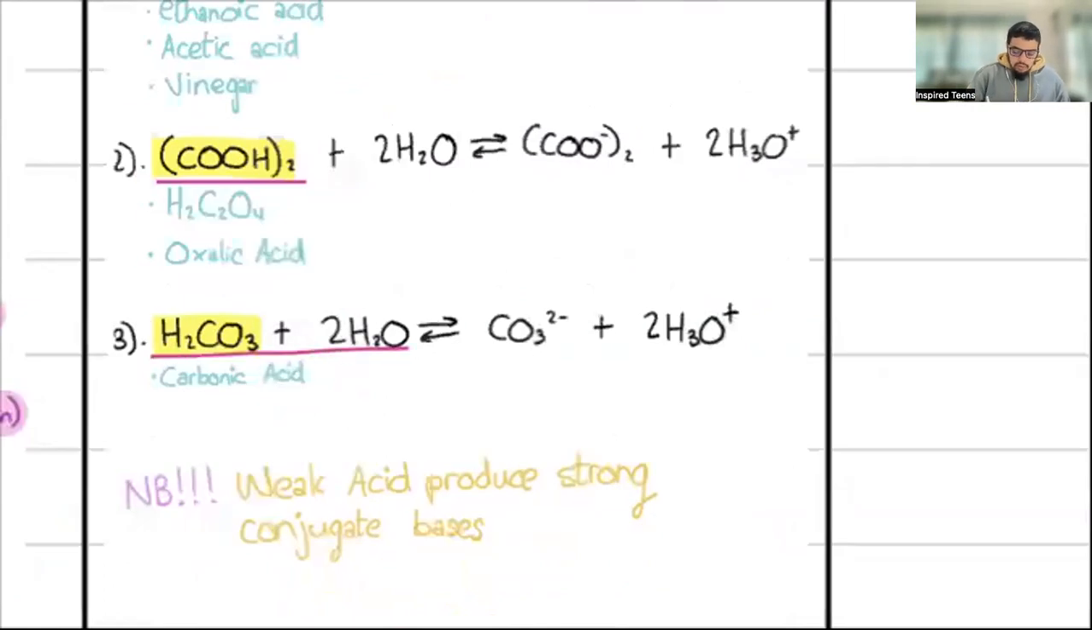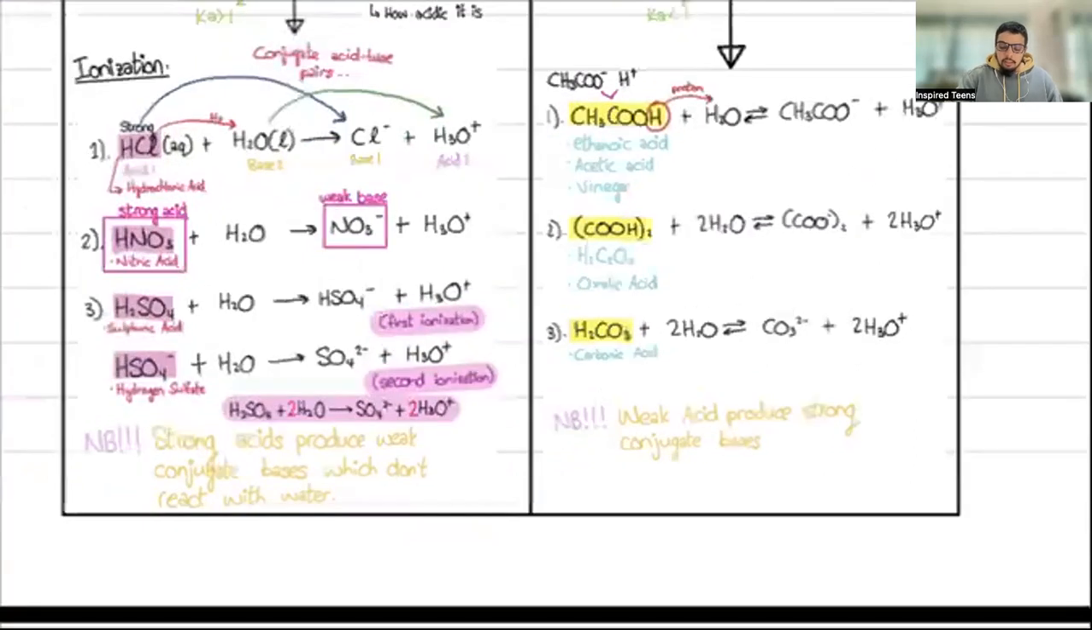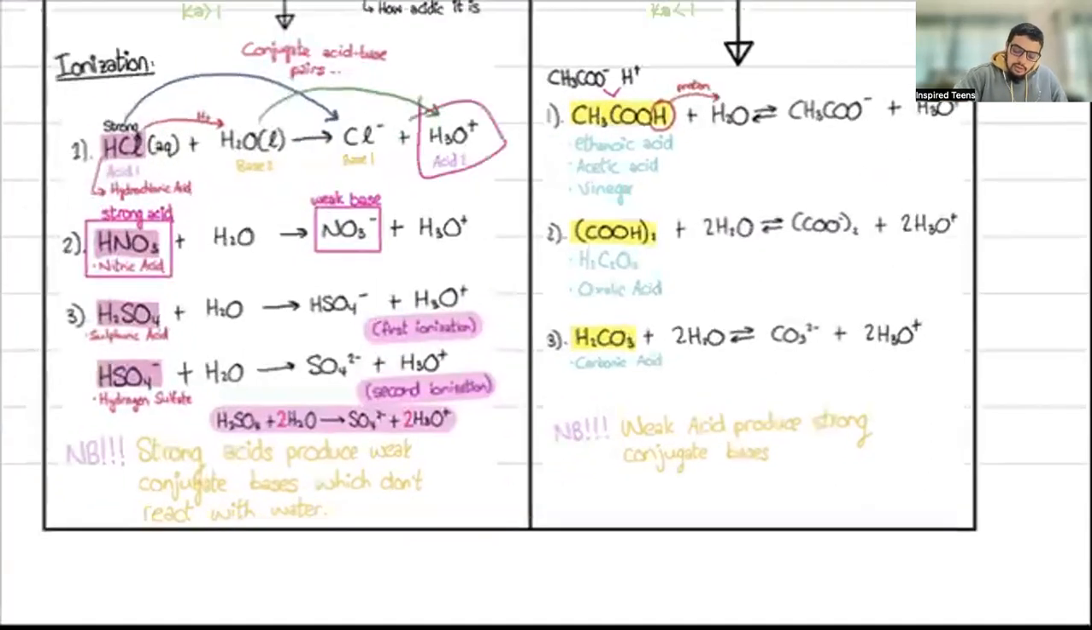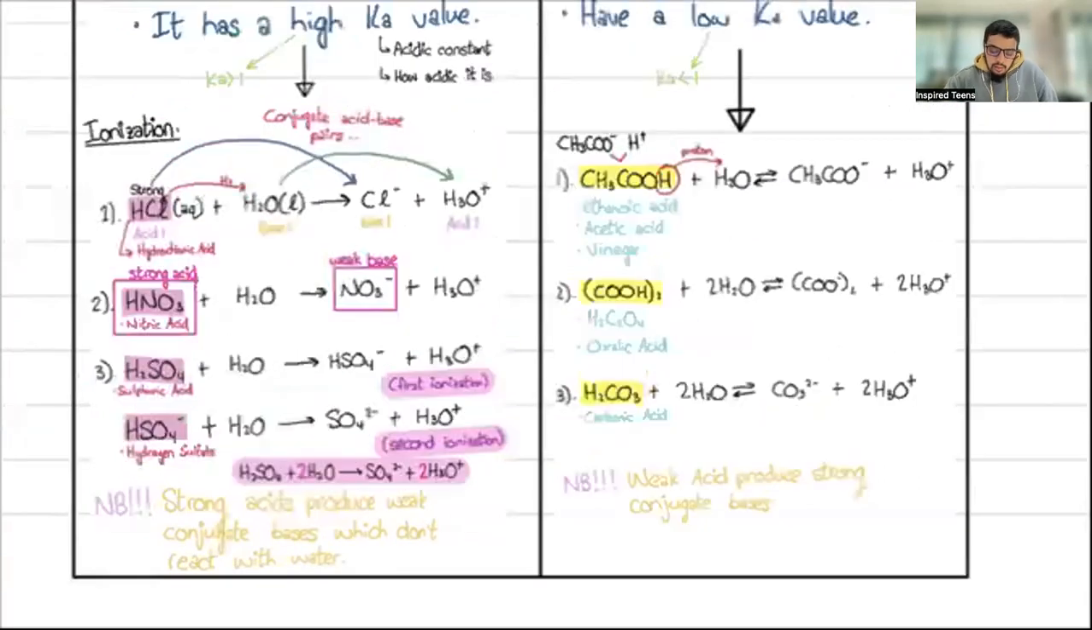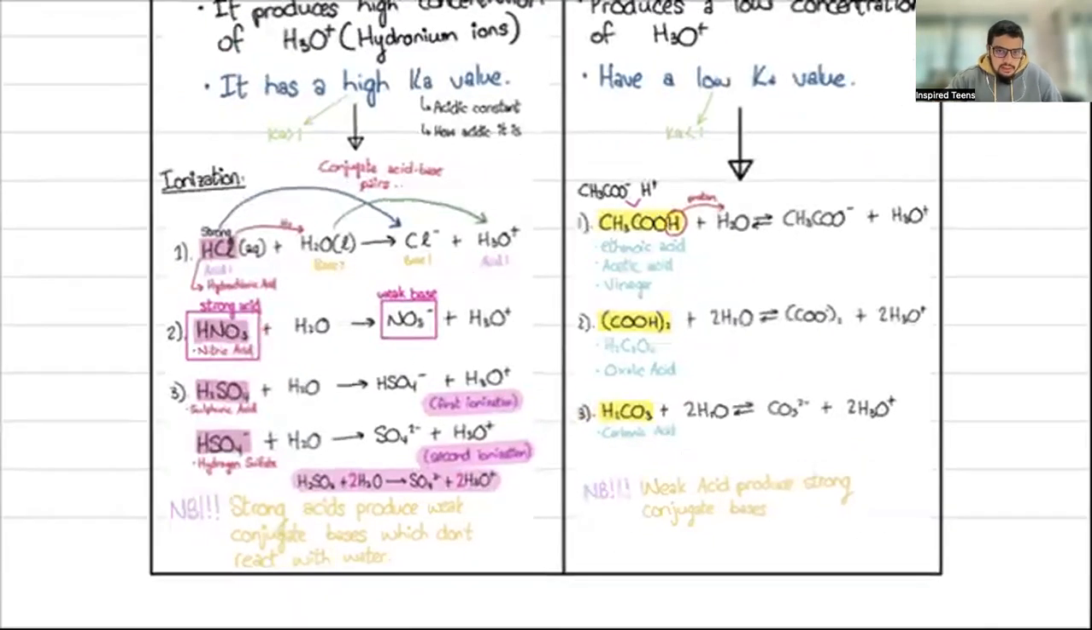Then we have H2CO3 plus 2H2O, giving us CO3 2 minus and hydronium ions. Again, a diprotic acid, with double ionization shown in one step. Just make sure to balance the water and the hydronium ions. Okay, so these are the weak acids, right? As you can see, between the strong acids and the weak acids, they both produce hydronium. Just understand that the strong acids give high concentrations of hydronium and the weak acids give low concentrations of hydronium, but both are hydronium. Okay, so those are our ionization reactions for strong acids and weak acids.